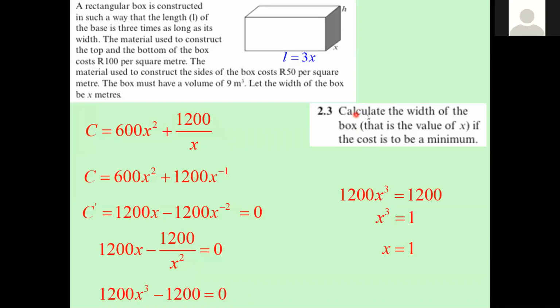The question is calculate the width of the box. So we found the width, which is represented by x, is 1 meter. If the question was calculate the minimum cost, then we'll take our 1 and substitute it into the cost equation. But that is not the question. So I'm ready to move on.